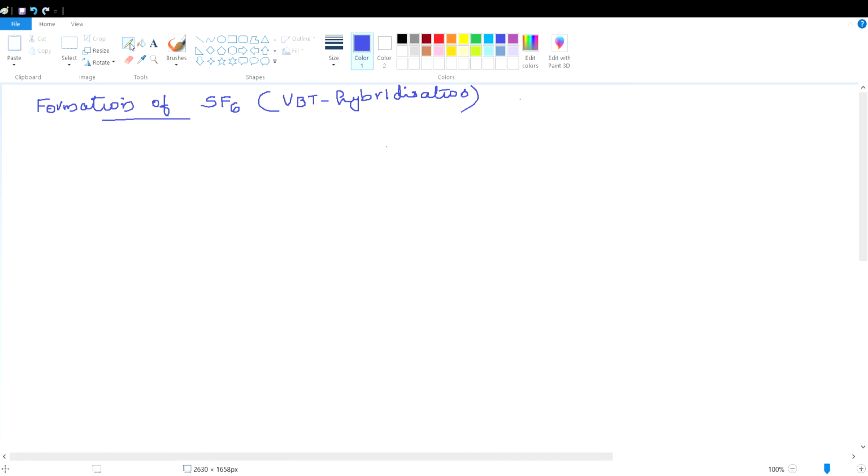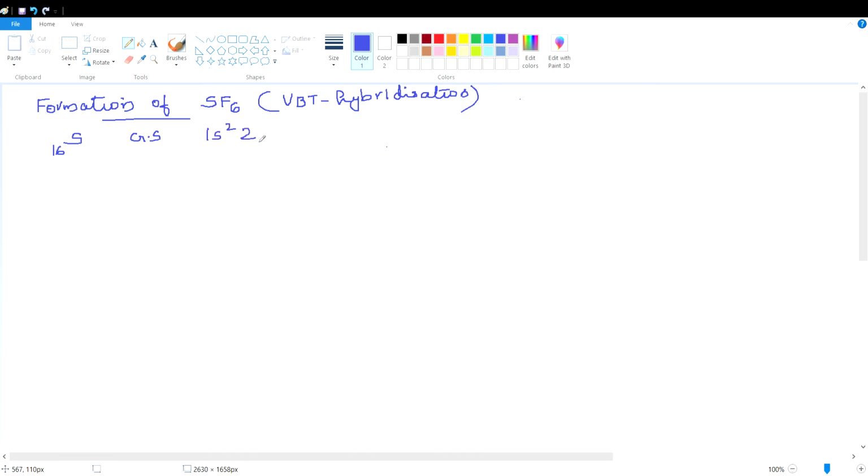Formation of SF6 molecule based on valence bond theory and hybridization. The central atom is sulfur, atomic number 16. Let's write the ground state electronic configuration of sulfur.